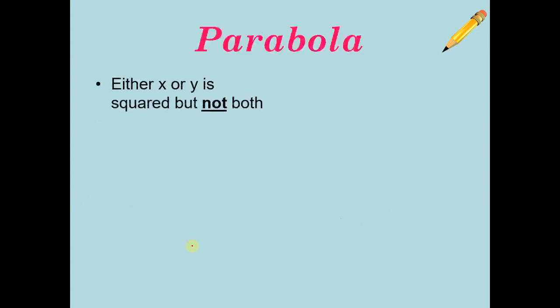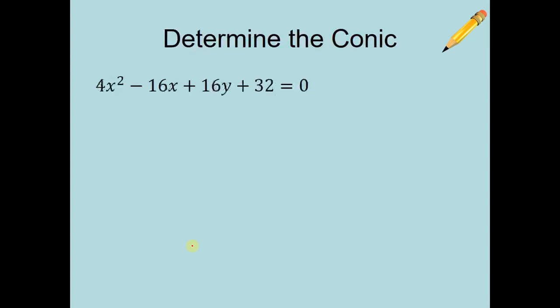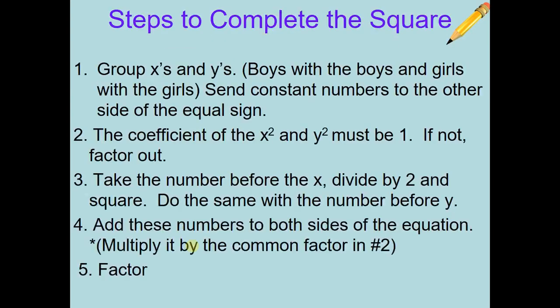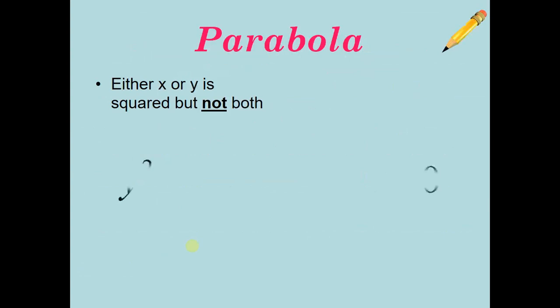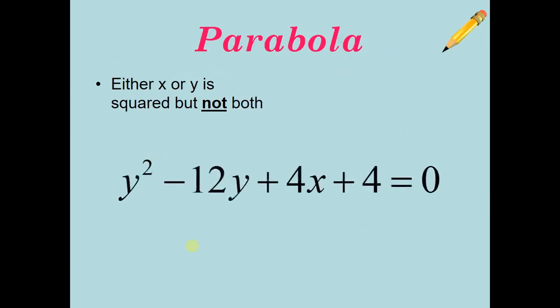Parabolas are a little different. You're either going to have an x or a y squared, but they're not going to be both present. So here's an equation of a parabola. Notice, I don't have an x squared. I just have a y squared. There is not an x squared term in there. That's how you know immediately that you have a parabola, not a circle.